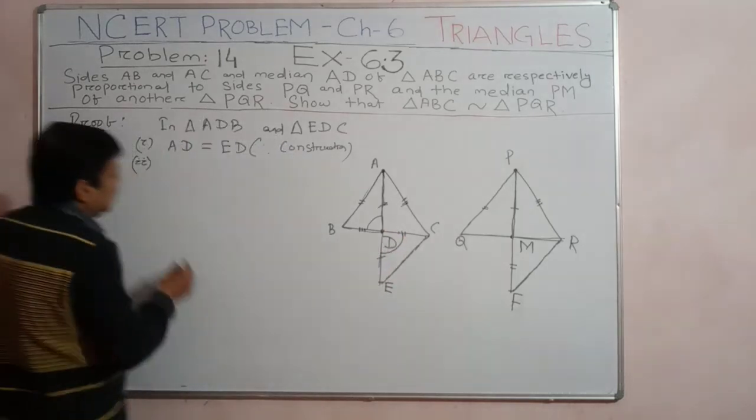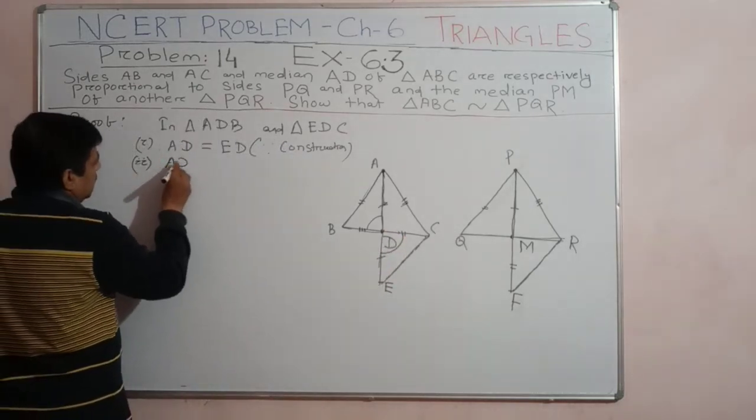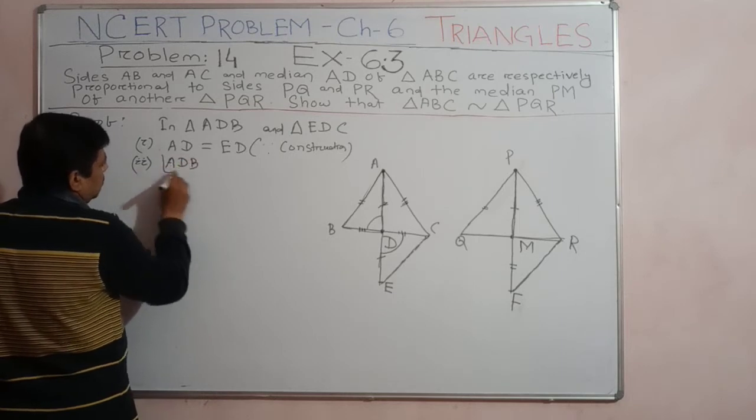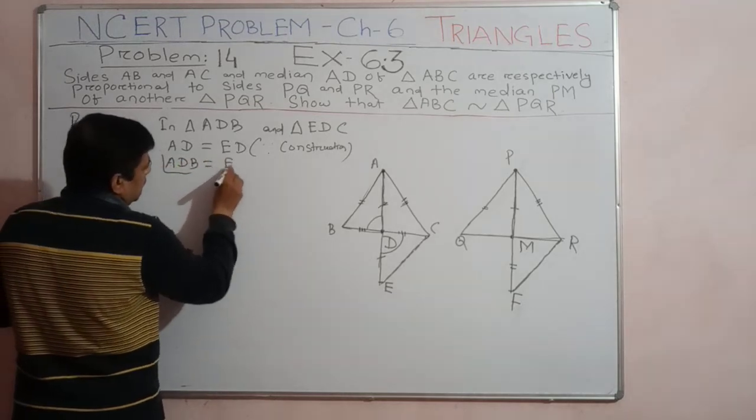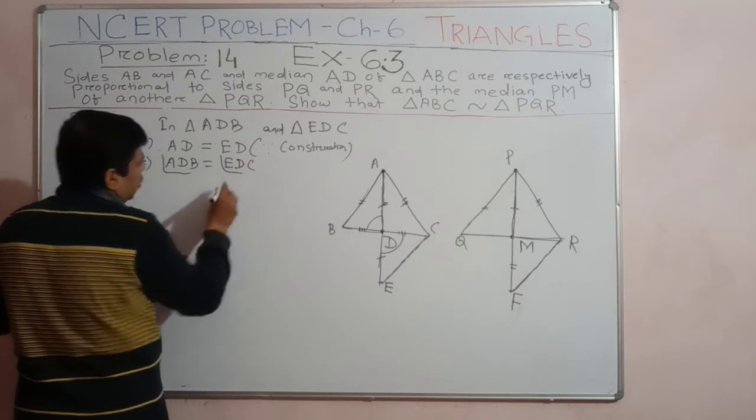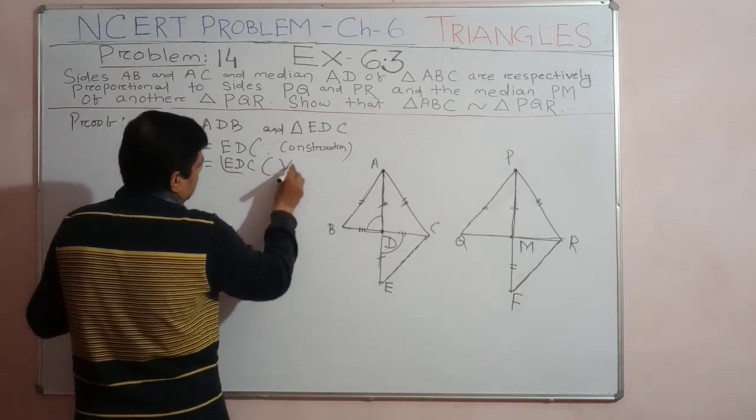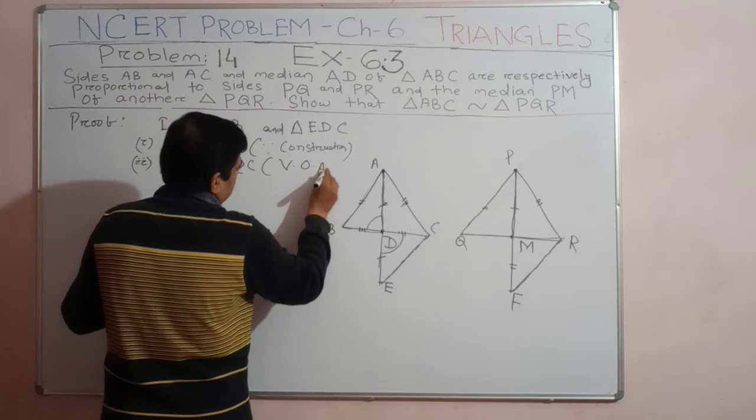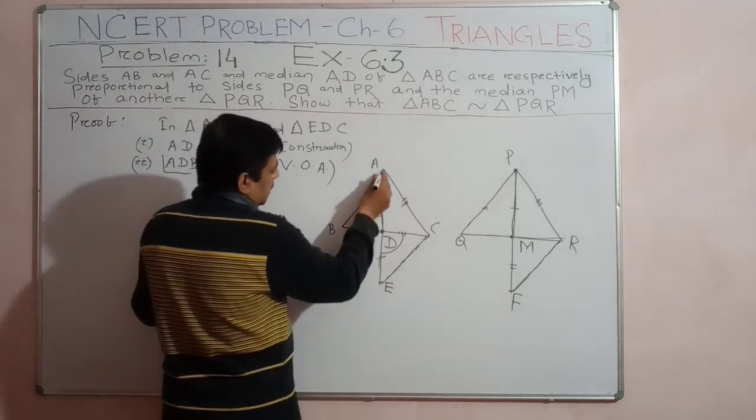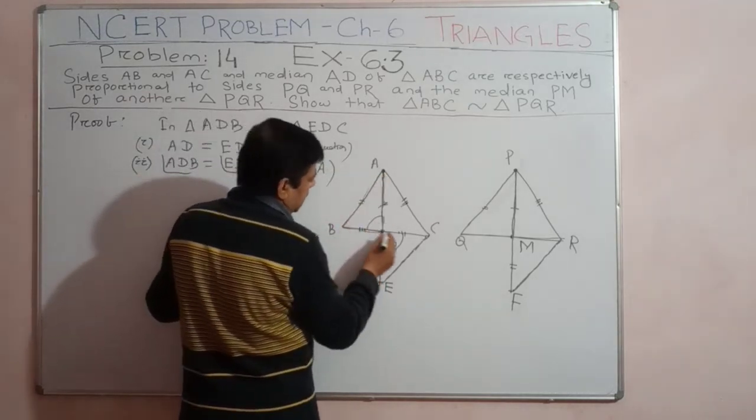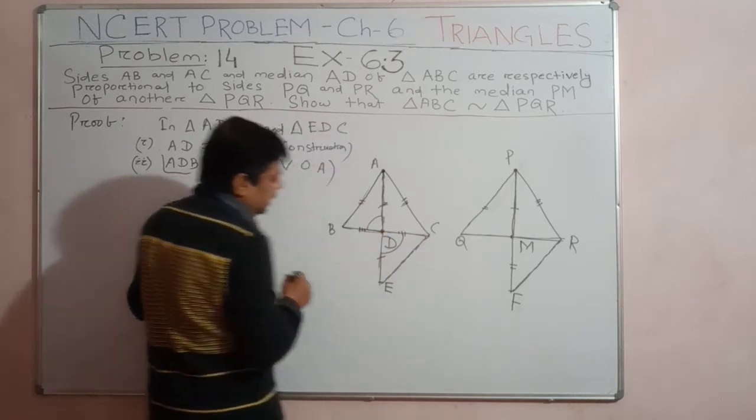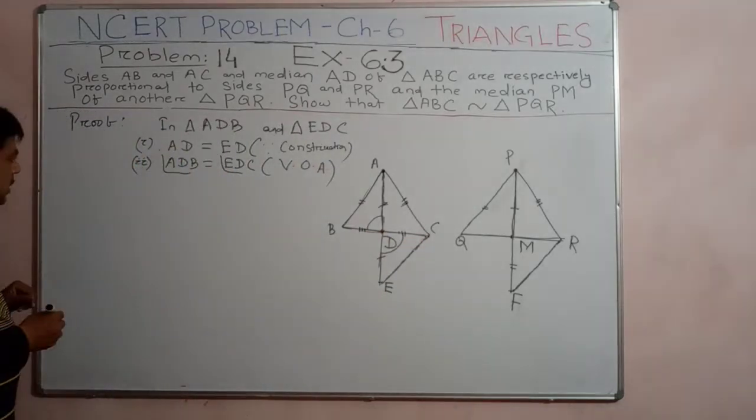Yes or no? ADB angle is equal to EDC angle. Why? Vertically opposite angles. Because line AE and line segment BC intersect at the point D, so their vertically opposite angles are equal.